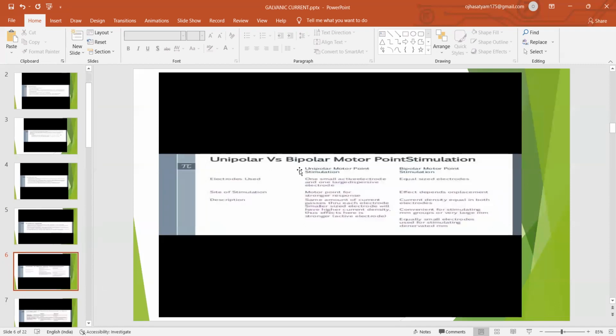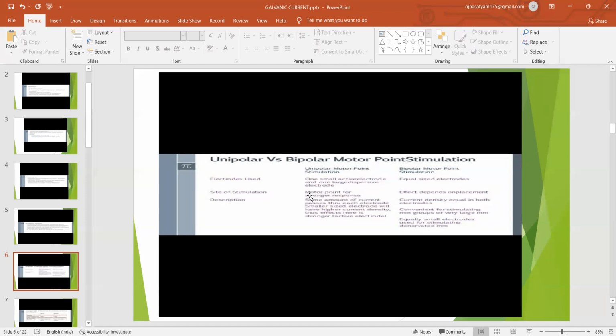Unipolar versus bipolar motor point stimulation. What is unipolar and bipolar? The electrode arrangement used in unipolar motor point stimulation is one small active electrode and one large dispersive electrode. In bipolar motor point stimulation, equal sized electrodes are placed at the site of stimulation.